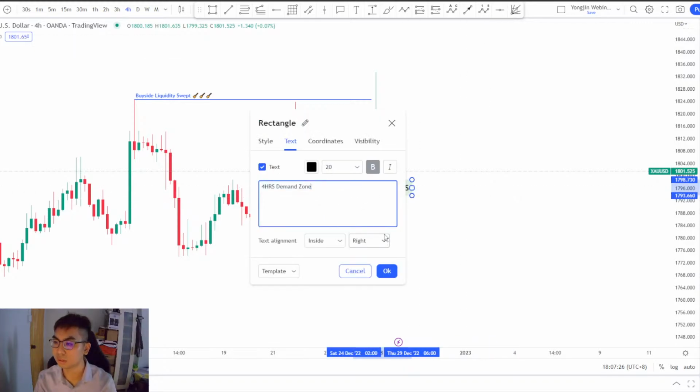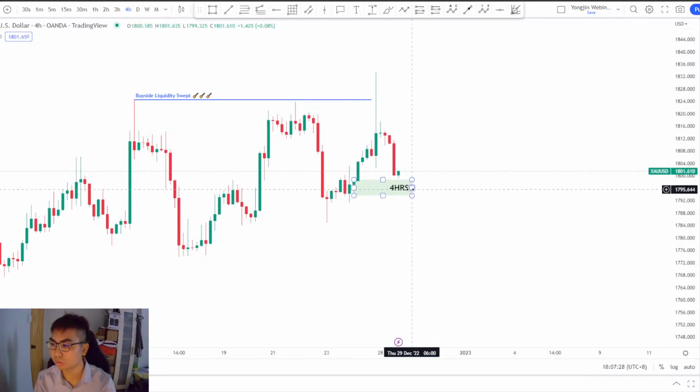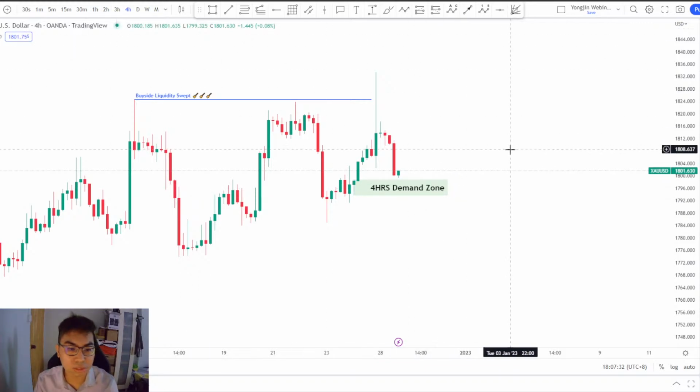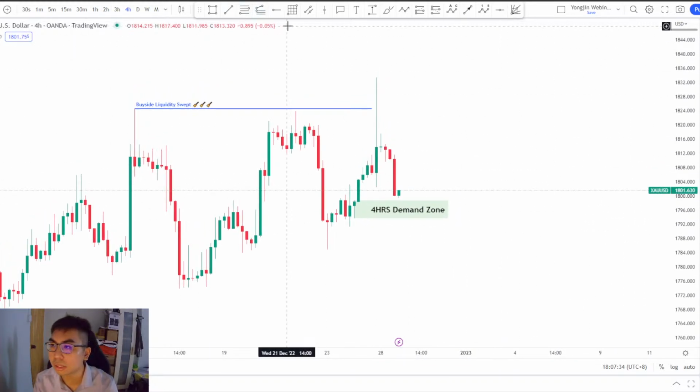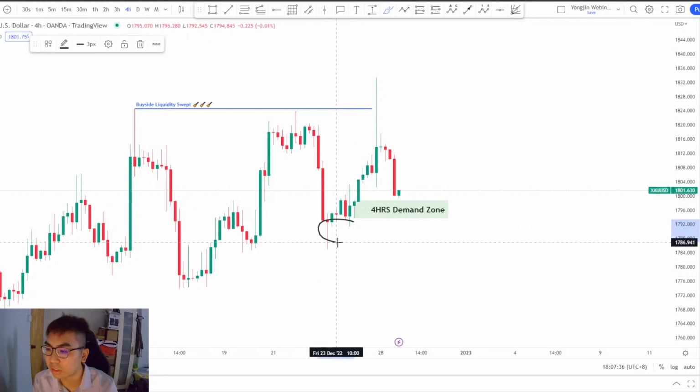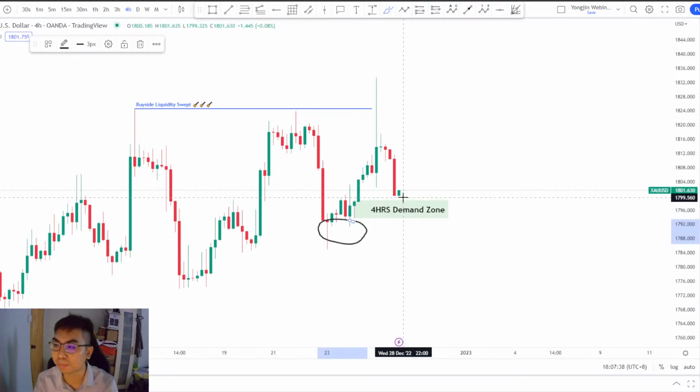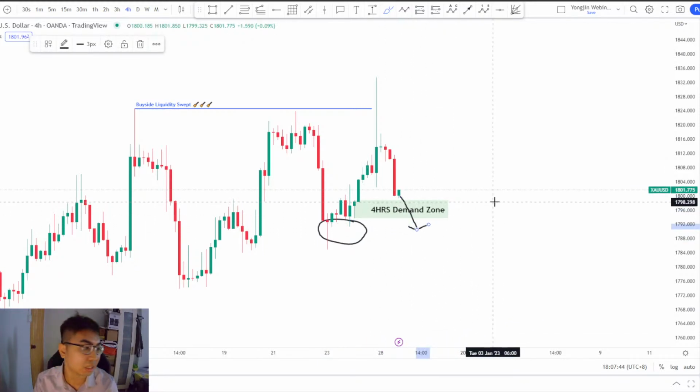Okay, I'll move back towards the... There's also equal lows right there. If you guys spotted the equal lows right there, price can possibly not respect this demand zone at all and just continue pushing towards the downside for gold.